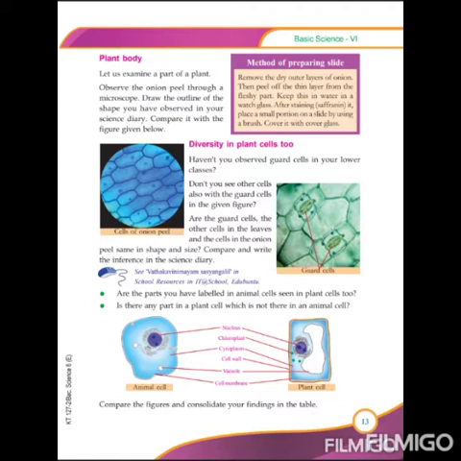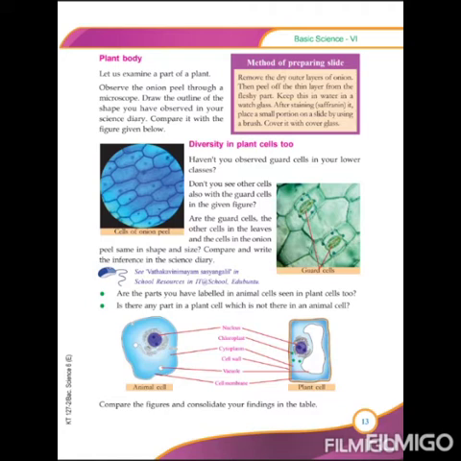So let us examine a part of a plant. At first we have to do an experiment, that is, observe the onion peel through a microscope. For that, what we should do, we should prepare a slide. So here is the box.